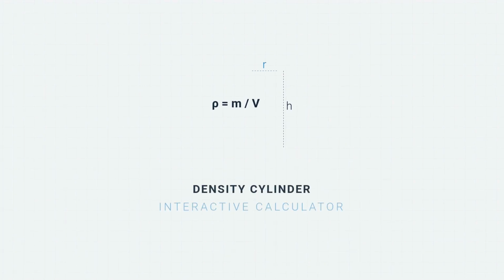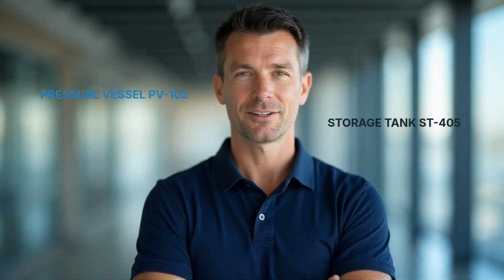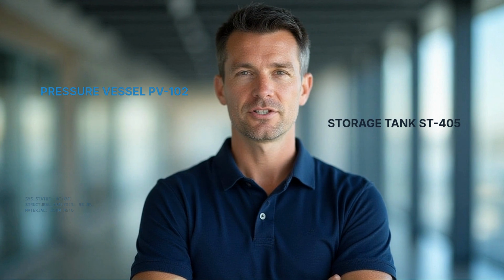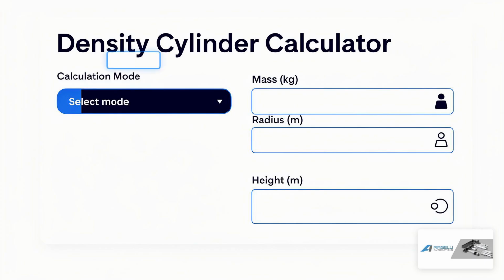Today, we're looking at the Density Cylinder Interactive Calculator, a specialized tool that solves a fundamental engineering problem, calculating the relationship between mass, volume, and density for cylindrical objects, including both solid and hollow cylinders. Whether you're designing pressure vessels, storage tanks, or mechanical components, understanding these relationships is critical for material selection and structural analysis. Let's explore the inputs.